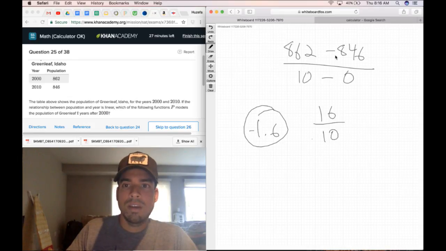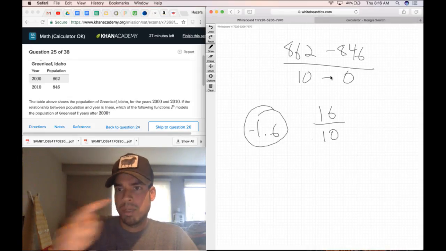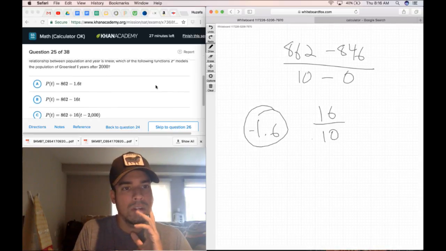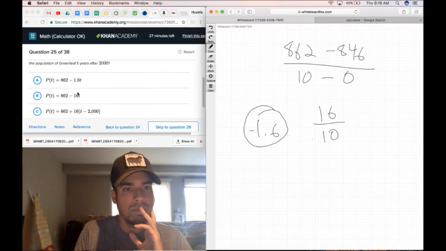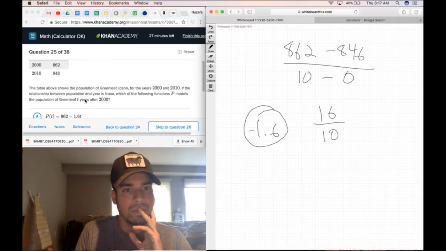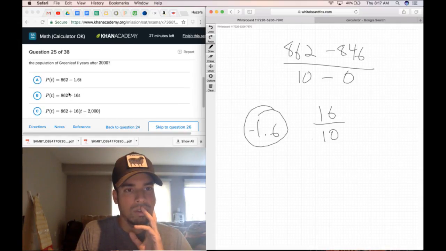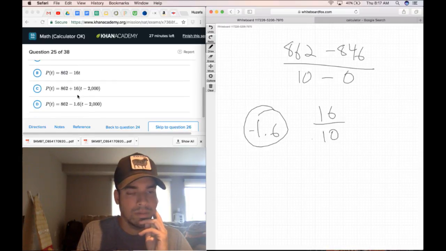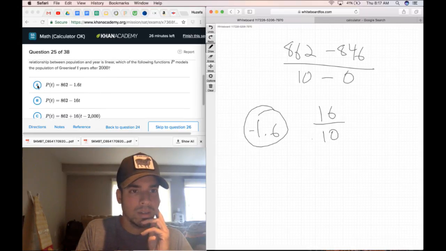Negative, of course, it's going down. I should have flipped this. It should be 846 minus 862. Sorry, so this is a negative slope. And these two definitely have that negative slope. We're starting at 862. Oh, but this one was 16. It should be 1.6. This doesn't make any sense. It's A.